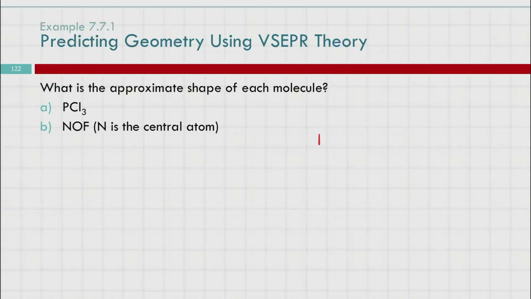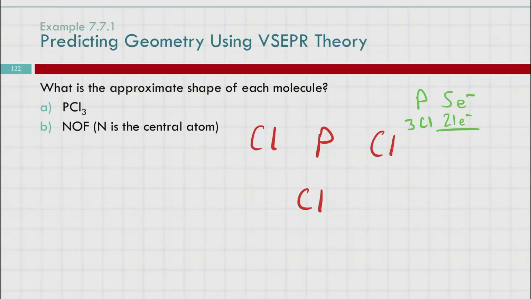So for PCl3, we're going to have phosphorus in the middle. We can put chlorines around it. Phosphorus is in group 15, so it has 5 valence electrons. And we've got 3 chlorines. Chlorines each have 7 electrons, so we've got 21 electrons from those. Total of 26 valence electrons.